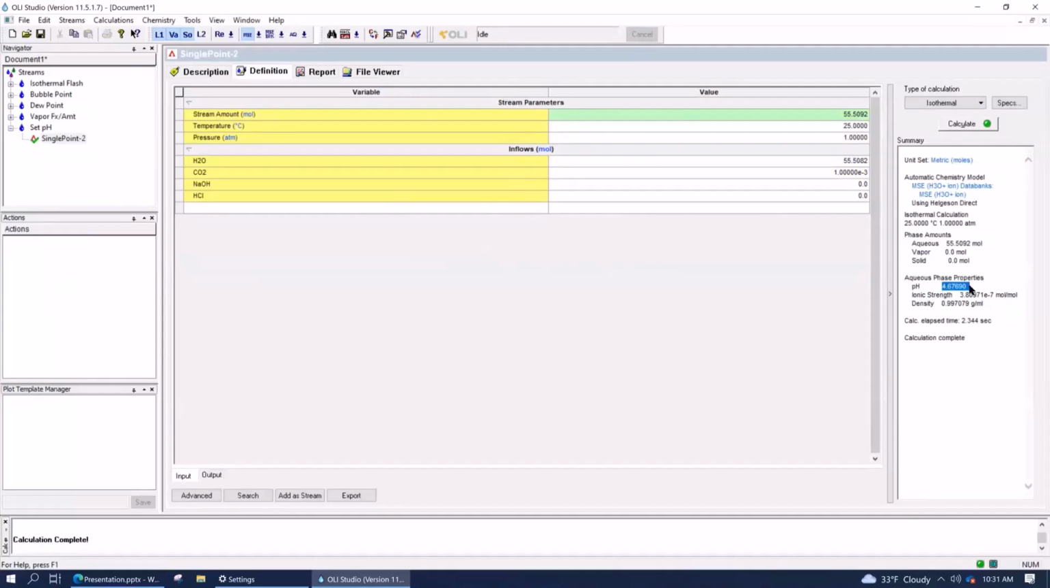And when I do the calculation, the software says the pH of this water is going to be about 4.7. Okay, at 25 C in 1 atmosphere. Keep that in mind. Next thing we're going to do is adjust pH. And I think we'll just start at pH of 8 in this case.